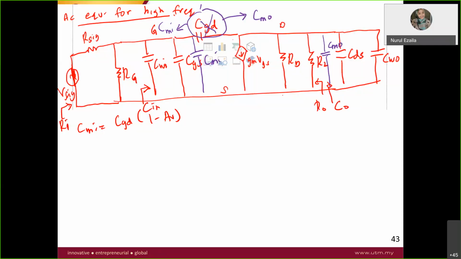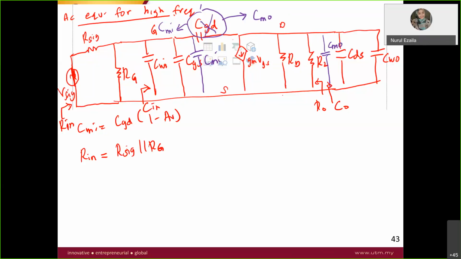So in this case, CM in is equal to CGD times 1 minus AV. So what is R in? What can you see from here? If V signal is short circuited, then R signal will be in parallel with, what is R in? R signal parallel with RG. Yes, R signal parallel with RG.